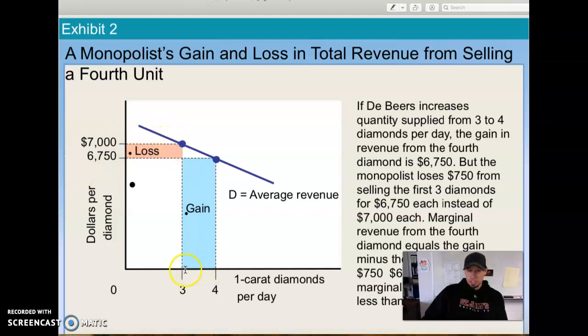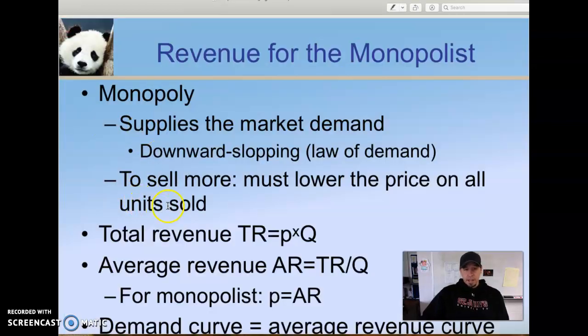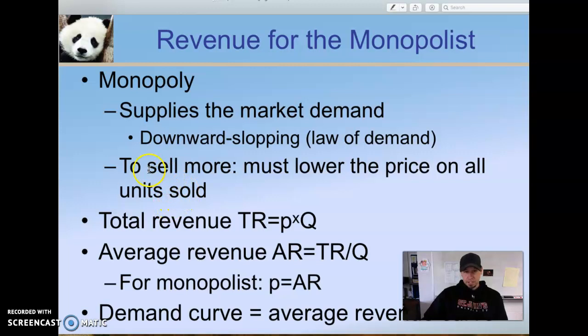as output increases, prices decrease; output moves in the opposite direction. So price falls, quantity demanded increases. That's basic law of demand. And because of that fact, to sell more units of a good, a monopolist has to lower the price of all of its units sold in order to do so.